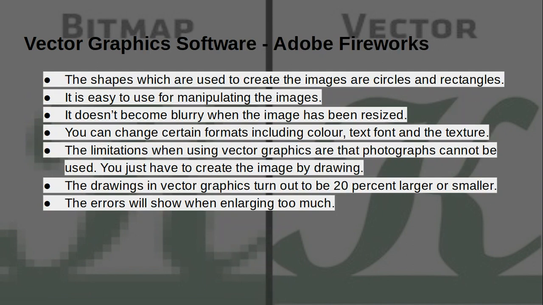So vector graphics software, as I said, Adobe Fireworks. The shapes are used to create images such as circles and rectangles. It's easy to use for manipulating the images, and it doesn't become blurry when the image is being resized. You can change certain formats, including color, text, font, and the texture. The limitations when using vector graphics are that photographs cannot be used.